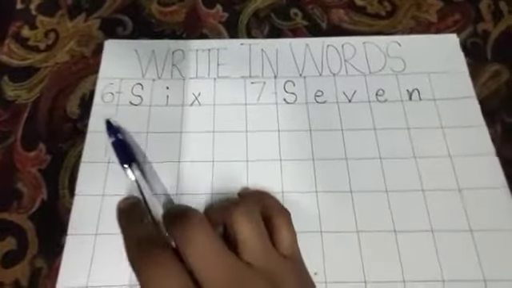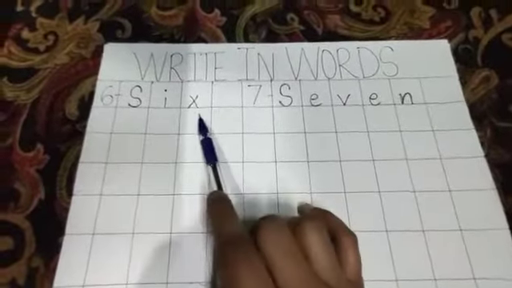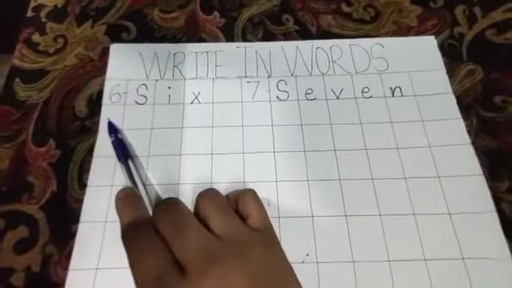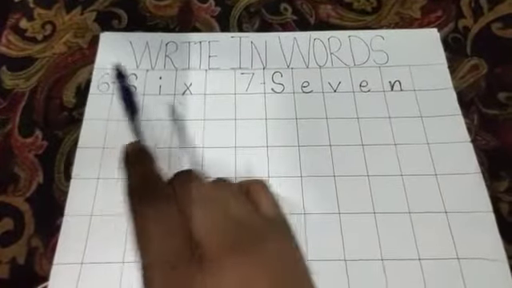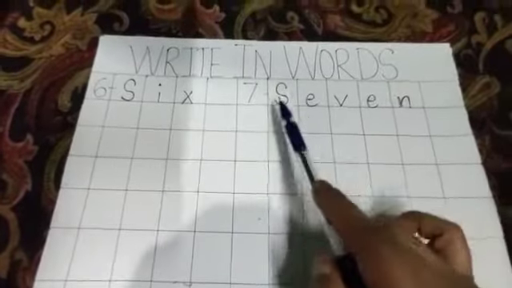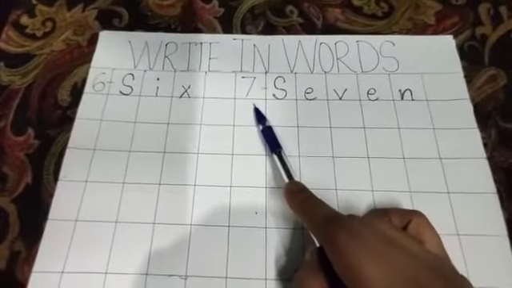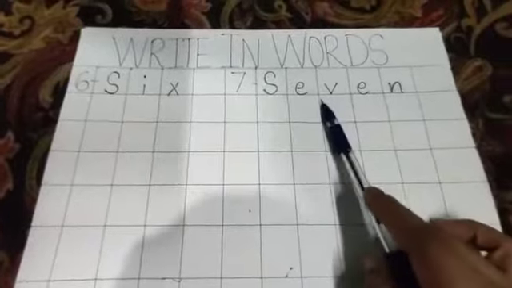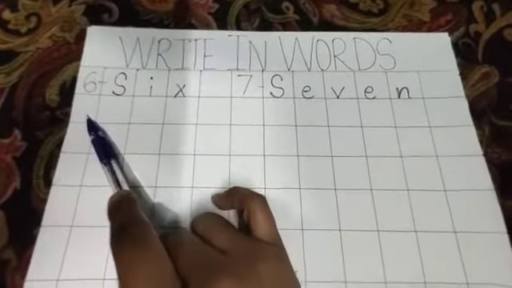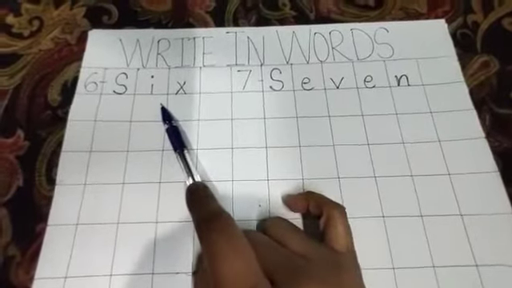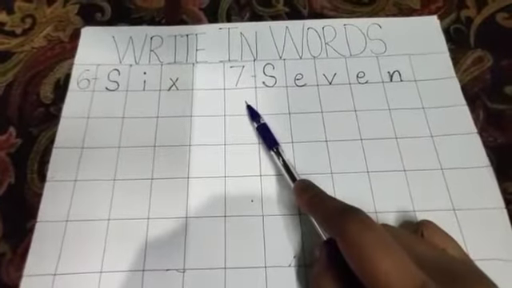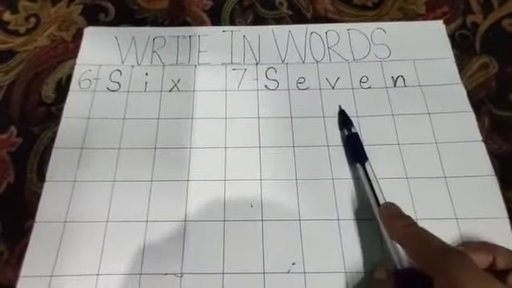Now see, what is meant by write in words? We have to write the words, okay? Like this. See, here I have written 6. 6 we have to write in word. Then 7. 7 is in number and we have to write in words. This 6 is written in number. We have to write it in words. Similarly, 7 is also written in number. We will write it in words.